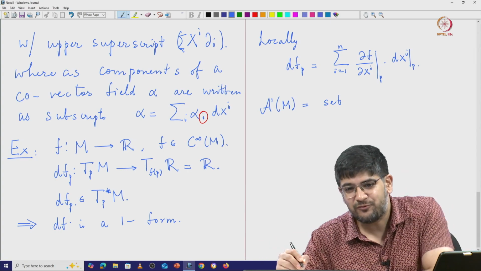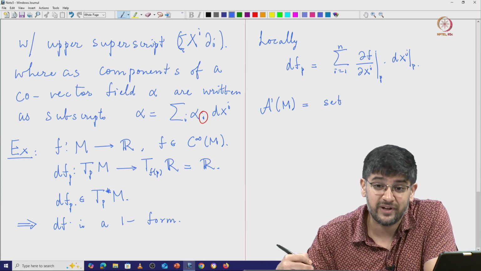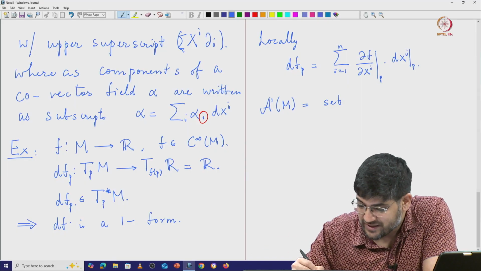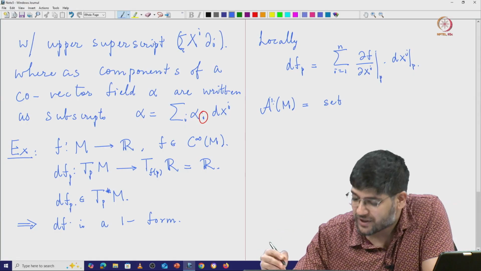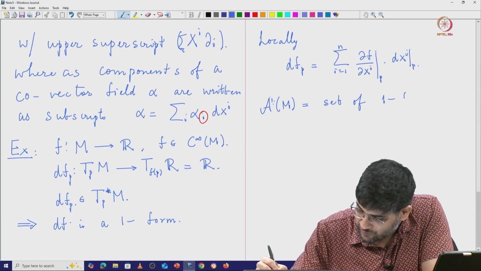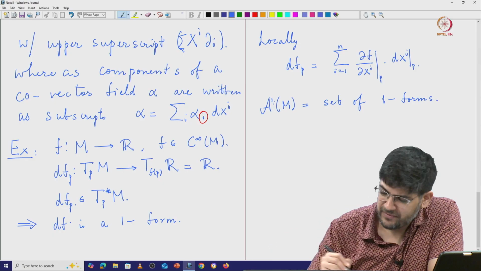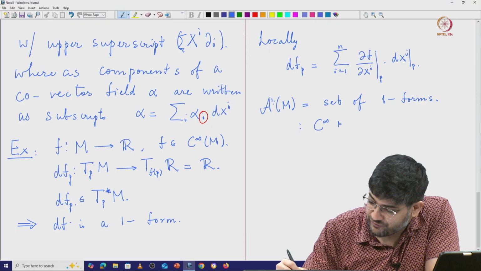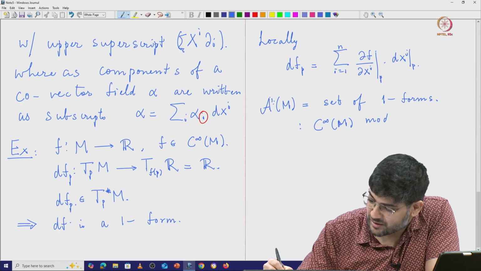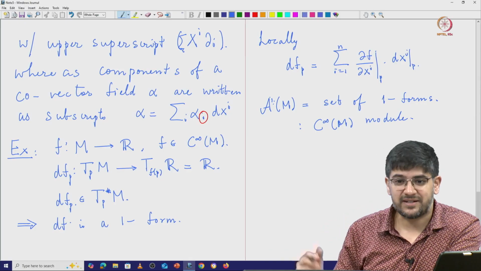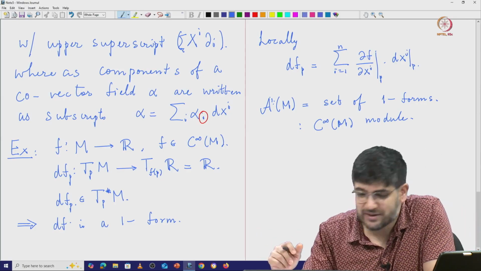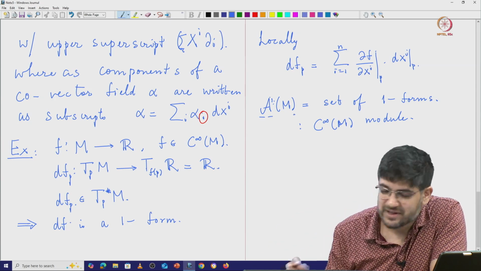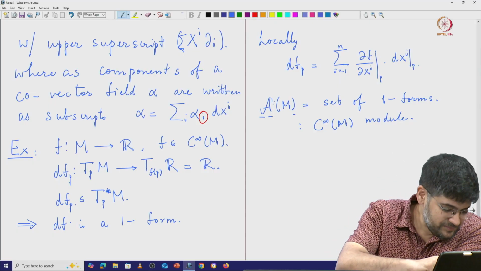Soon towards the end of today's lecture I am going to define the set of K forms, where K could be any number between 1 and n. This 1 basically stands for forms of degree 1. So the set of all 1 forms is denoted by A1 of M, and this is again a C infinity of M module. Last time for vector fields I explained what that means. You can essentially transport the same definition for 1 forms.